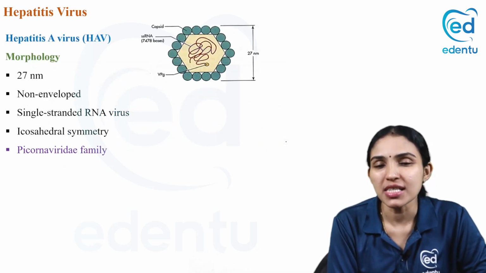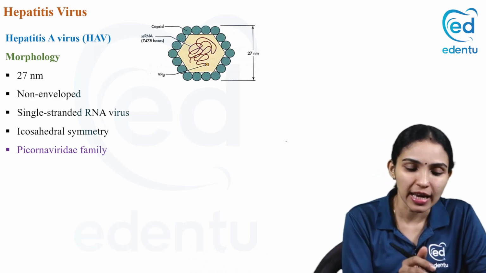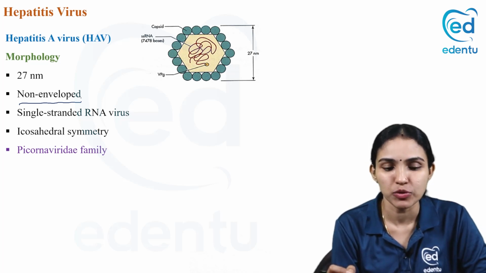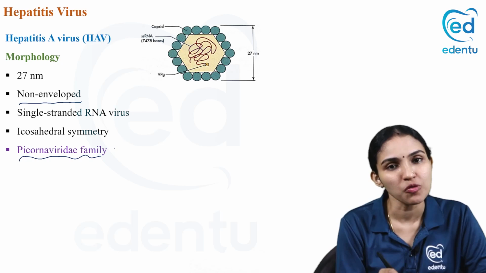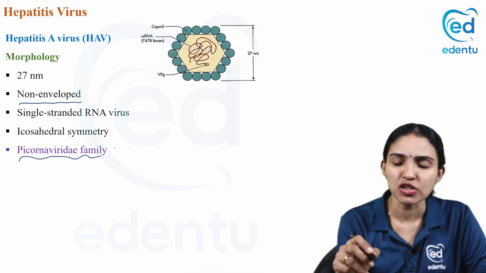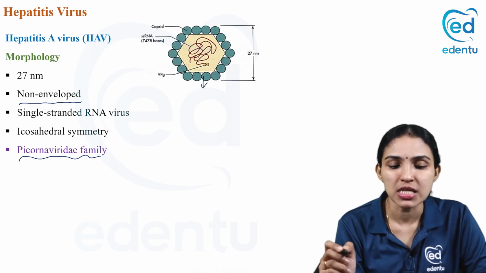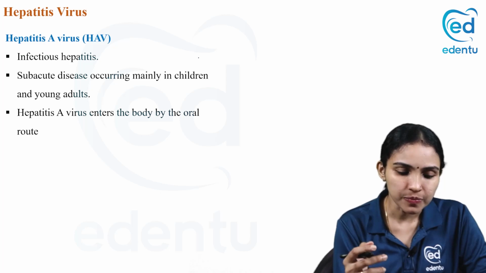So coming to hepatitis A virus, it is actually a non-enveloped virus. So this doesn't have an envelope. It is a non-enveloped virus because this belongs to the Picornaviridae family. All the members of Picornaviridae lack envelope. They are just a 27 nanometer nucleocapsid particle with a capsid protein and a single-stranded RNA. So it is having an icosahedral symmetry.